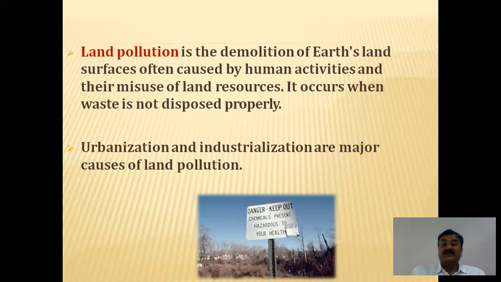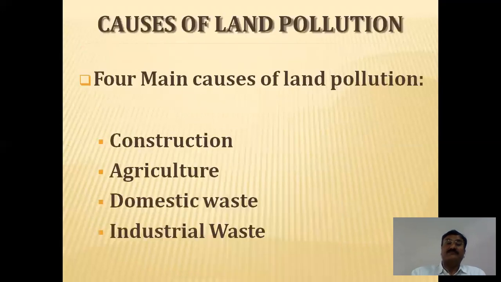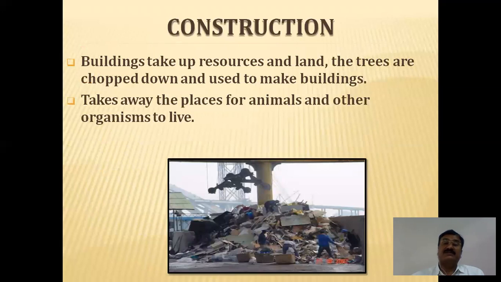Urbanization and industrialization are major causes of land pollution. Causes of land pollution. Four main causes of land pollution are construction, agriculture, domestic waste, and industrial waste. As far as construction is concerned, building takes up resources. Land, the trees are chopped down and used to make buildings, which takes away the places for animals and other organisms to live.